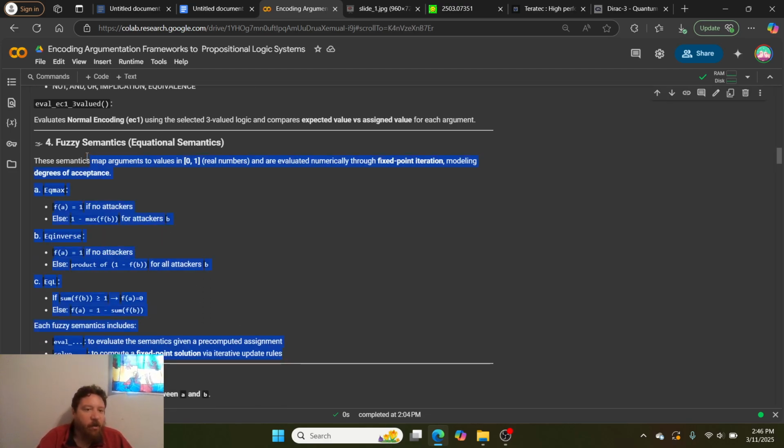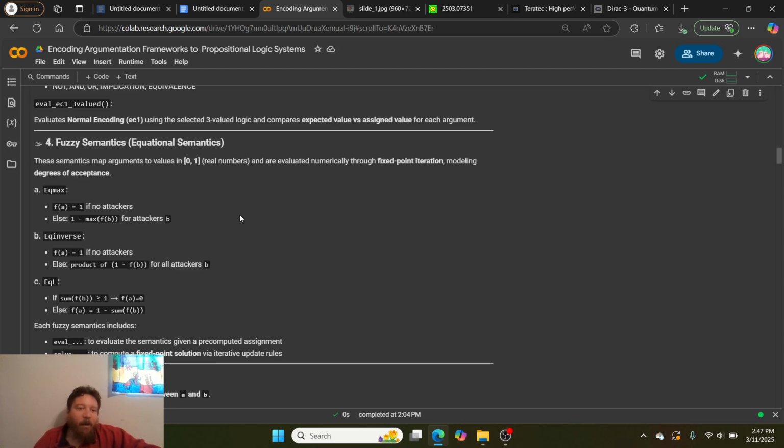And to me, the cool invention here is this fuzzy semantics, or equational semantics. Again, they're utilizing that Boolean logic. Mathematically, it's a cool mix of math and philosophy in order to get to what they do here.